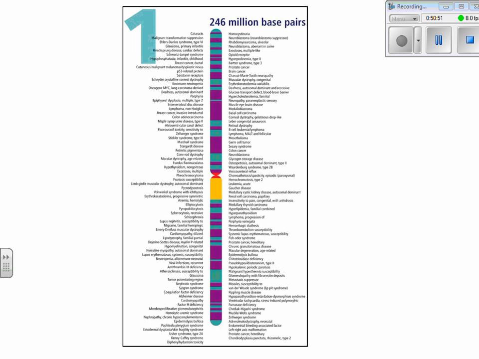Chromosome 1 consists of 246 million base pairs, being the ones matched on the two strands of the DNA. And this is just a list of some of the disorders that are found on chromosome 1. These are not the normal functioning genes necessarily, but these are potential disorders on chromosome 1.